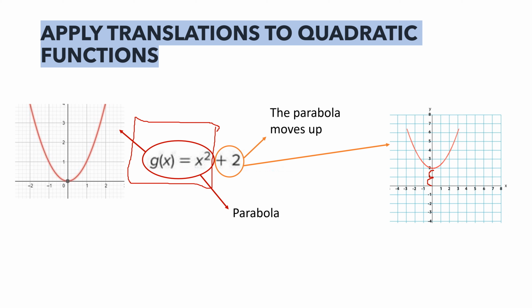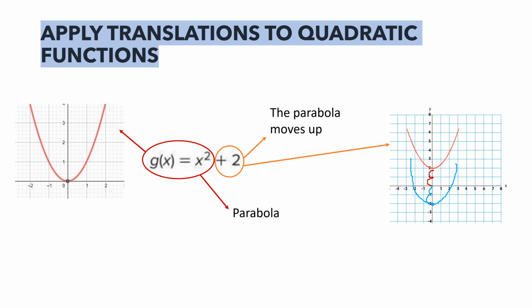So if it wasn't plus, let's say it was minus 2, what would happen to the parabola? It will move downwards by 2 steps. So this is the normal position of the parabola. What would happen to the parabola? It will move, let me use another color, blue. So 1, 2 steps, and then we will draw the parabola in here.